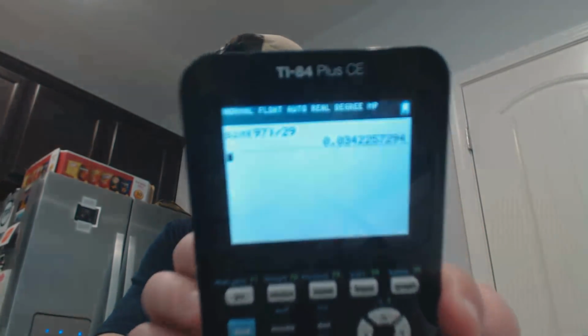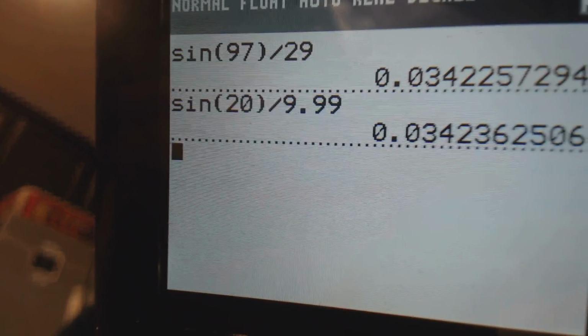So look, I'm going to do this one more time. Sine of 97 over 29. This is the correct one. See how it says like 0.034? Okay, now watch this. Sine of 20 over 9.99. Look at that. See how that's like 0.034 as well?